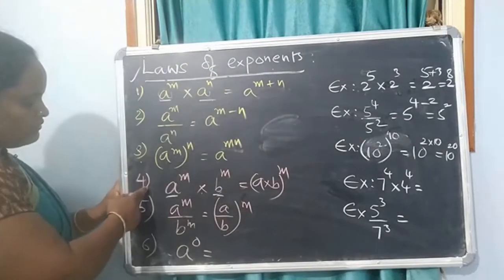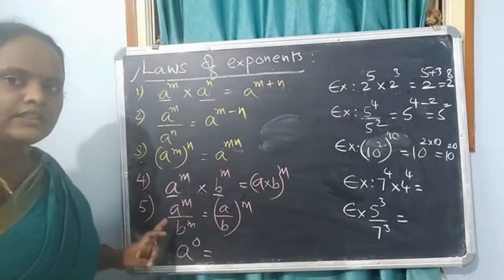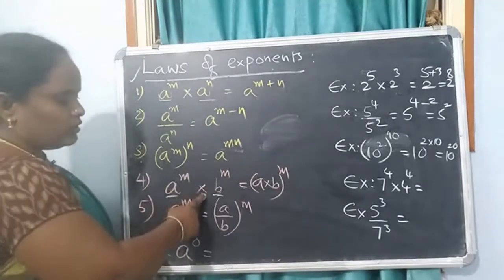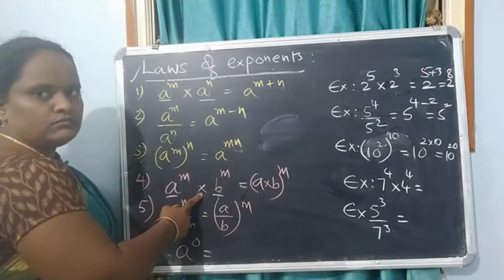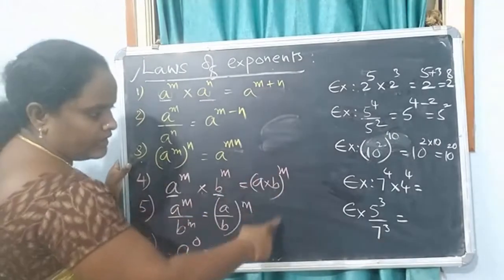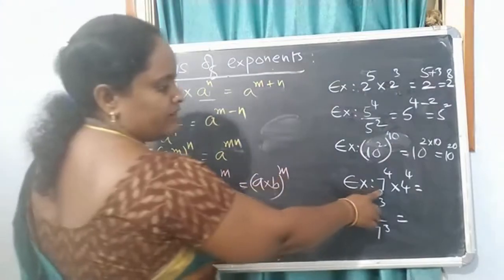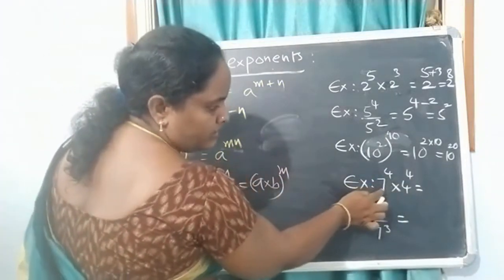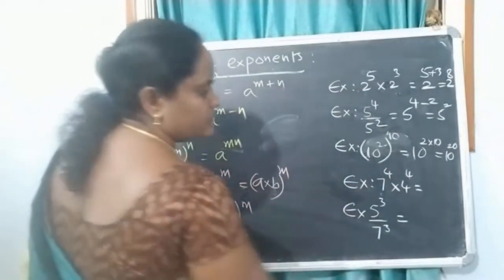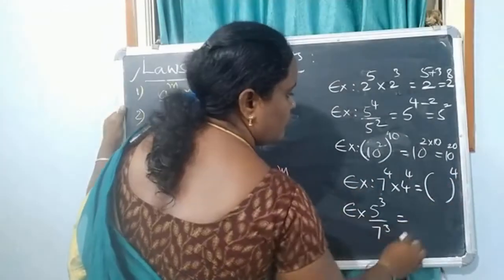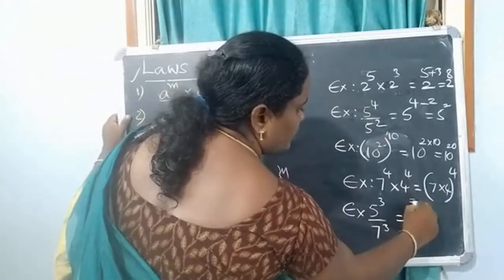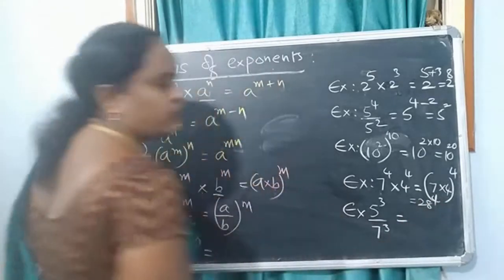Let us move on to the 4th and 5th, which have different bases and the same power. So a power m into b power m, here also multiplication, is equal to a into b whole power m. So 7 power 4 into 4 power 4. 7 and 4 are the bases, different, but the same powers are there. So here, whole power 4, 7 into 4 inside the bracket. 7 into 4 is 28. 28 power 4.